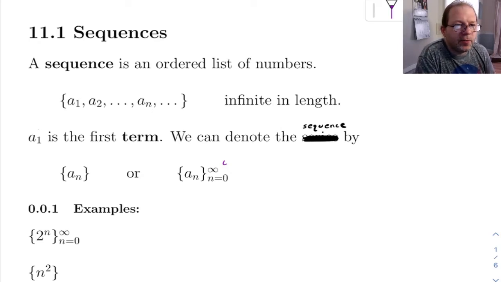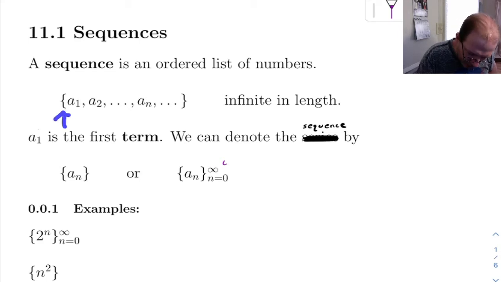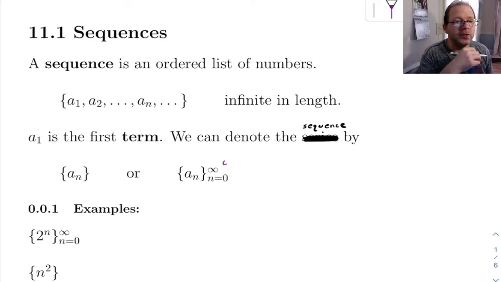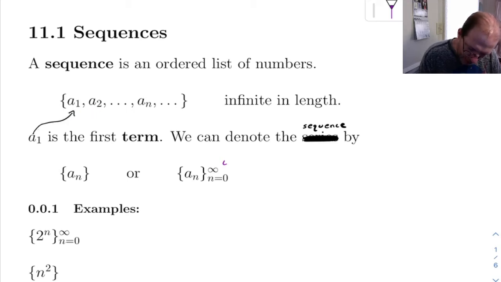We're starting chapter 11 here, and 11.1 is about sequences. So a sequence is just an ordered list of numbers, and we denote them some of the time with these braces. Sometimes we wind up just writing them out, but formally we put braces around the sequence. And the different pieces here are called terms. So A1 is the first term, and we can denote it like this by putting A sub n or a formula for A sub n inside of the curly braces.